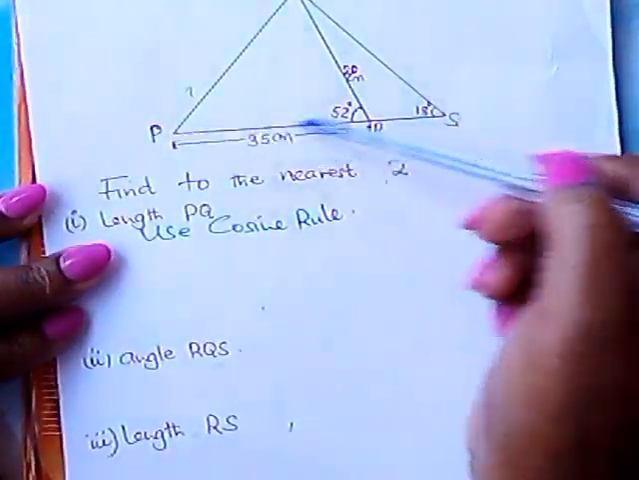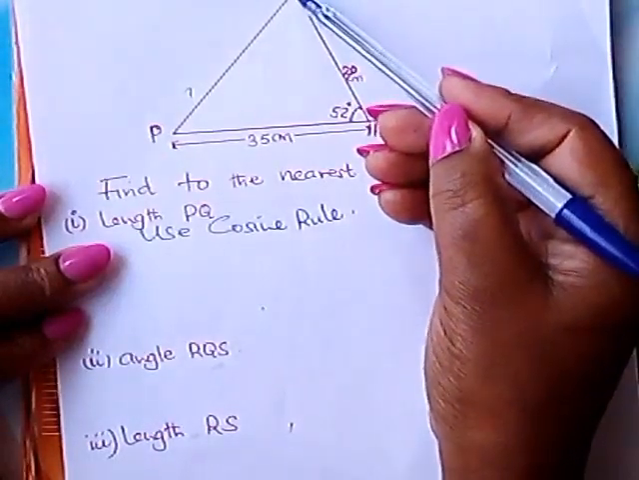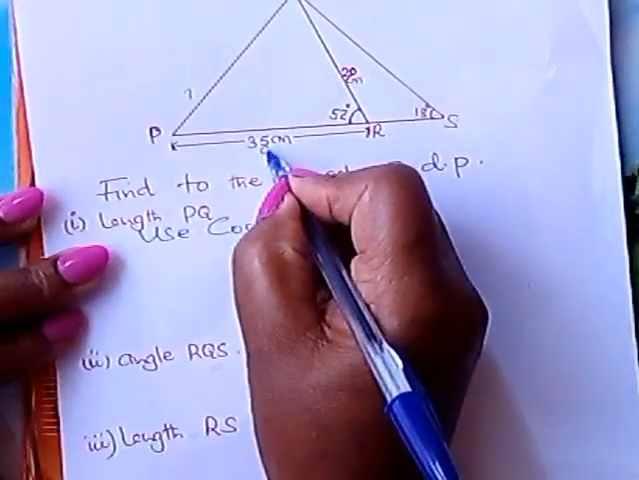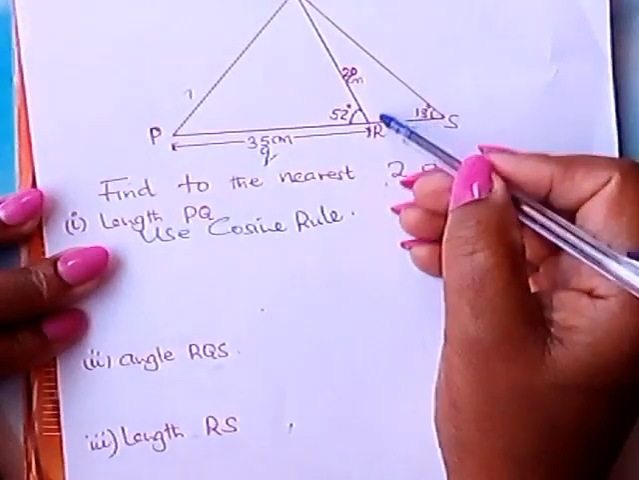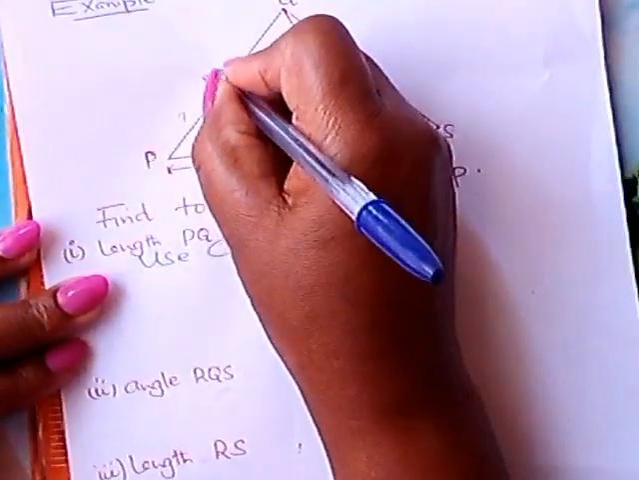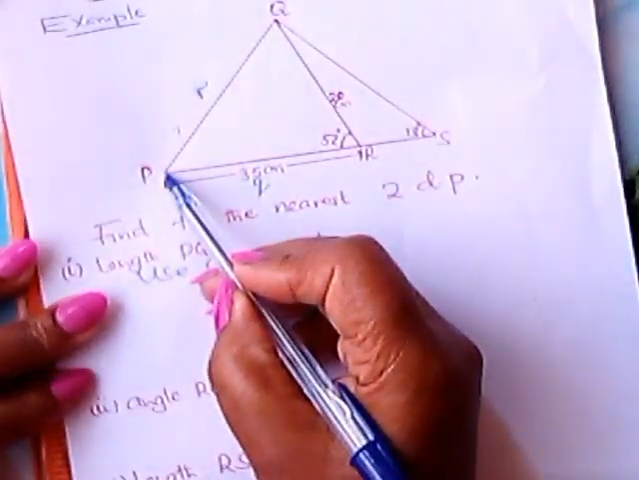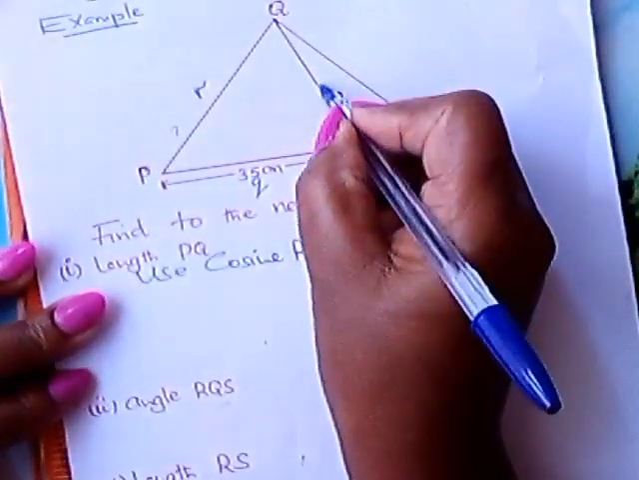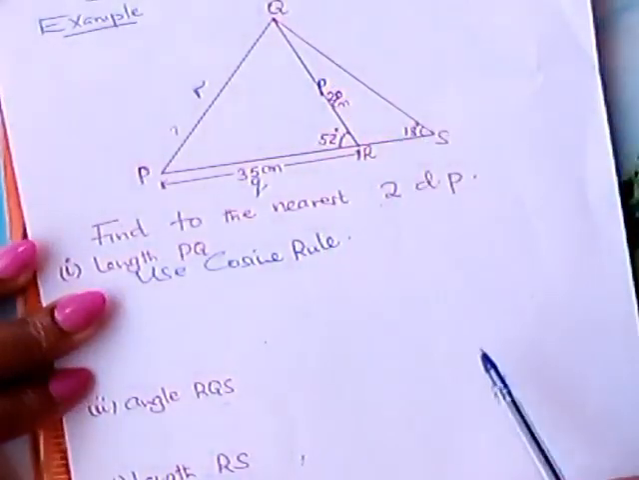The first thing is to label our triangle here, learner. If this angle here is Q, the side opposite it, we give it small q. If this angle is R, this side here is small r. If this angle of this triangle is P, the opposite side, which is 20, is small p. You need to know how to label the sides.